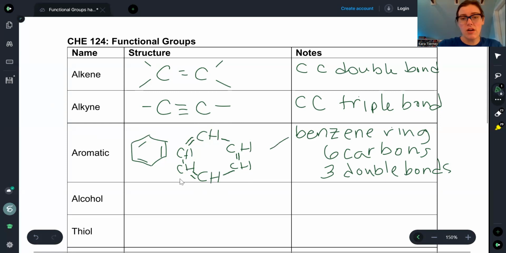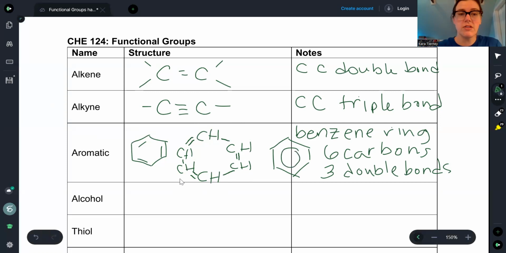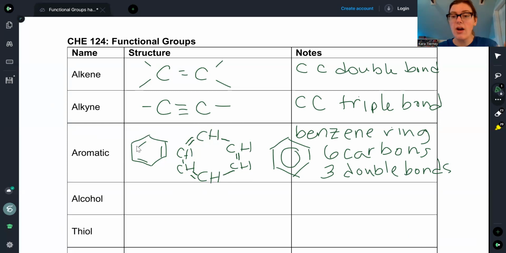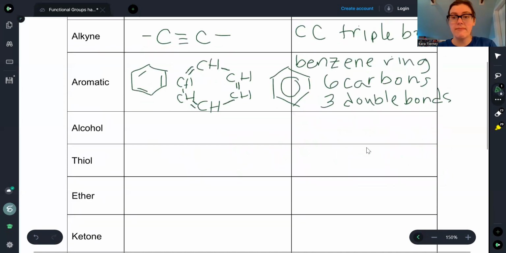We can also draw this way with, once again, our hexagon. And instead of 3 double bonds, we draw a circle in the middle, because what we see is those double bonds, they don't have a single home. They actually kind of get shared by all 6 atoms. And so this shows us that, and it gives these benzene rings a lot of stability. Okay, so that's our most complex. Let's simplify it quite a bit.